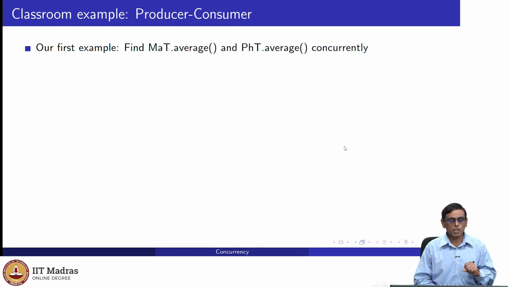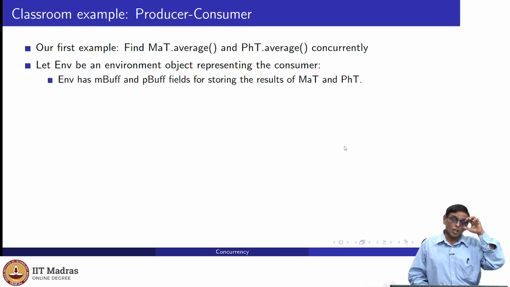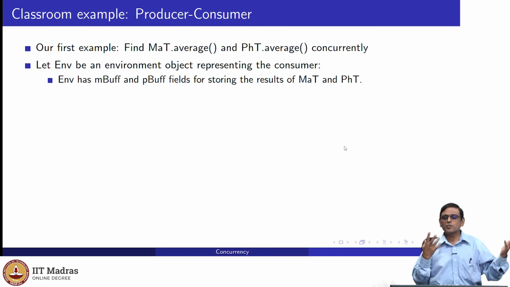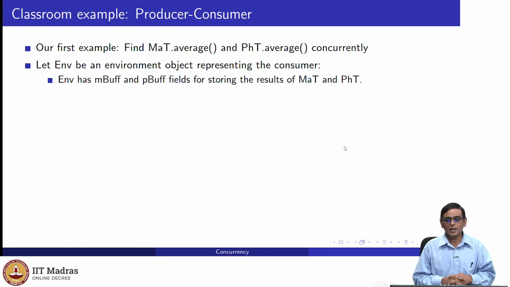What do we do in the producer consumer model? In the producer consumer model, we need buffers, right? And where are the buffers? The buffers are in the environment. So we don't want to leave this buffer hanging around somewhere. So it is nice to think about the consumer as an object, the guy who is going to consume the result of this average. We like to think about him also as an object.